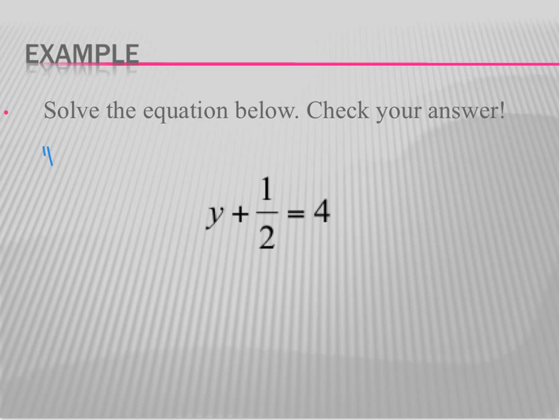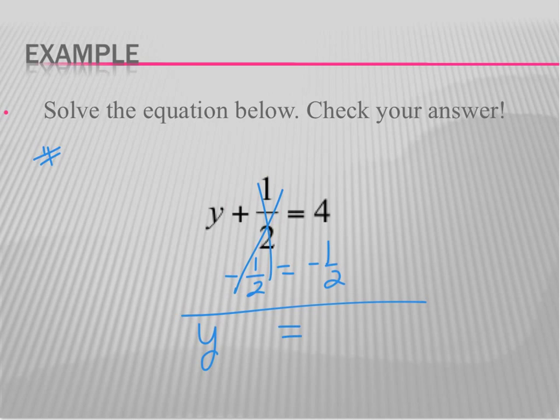Here's problem number 4. Once again, we have a variable. This time it's y, and we have plus 1/2 added to it. So I need the additive inverse of plus 1/2. Well, that'd be minus 1/2. What I do to one side of the equal sign, I must do to the other. On the left, I'm going to have y, and you can see plus 1/2 minus 1/2 cancels out. Equal sign comes down. 4 minus 1/2 equals 3.5.